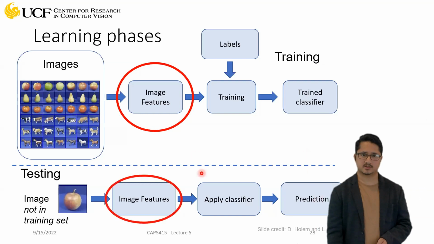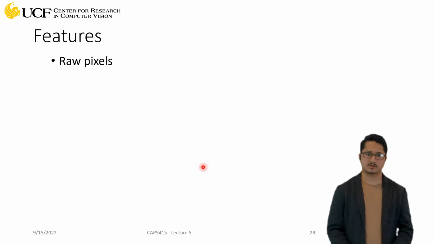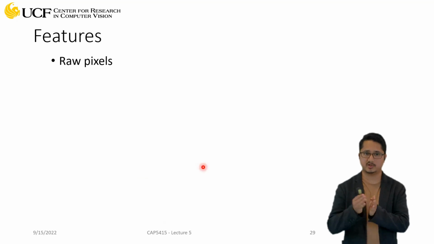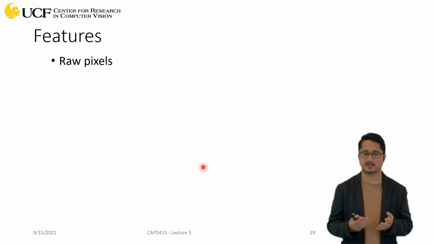But whatever these features are, you use the same set of algorithms both during training as well as testing. So these steps will not change. Okay, so features, you can use raw pixels. And of course, if you're not learning your models, then we saw that using raw pixels doesn't make any sense. It won't give you a good learning.